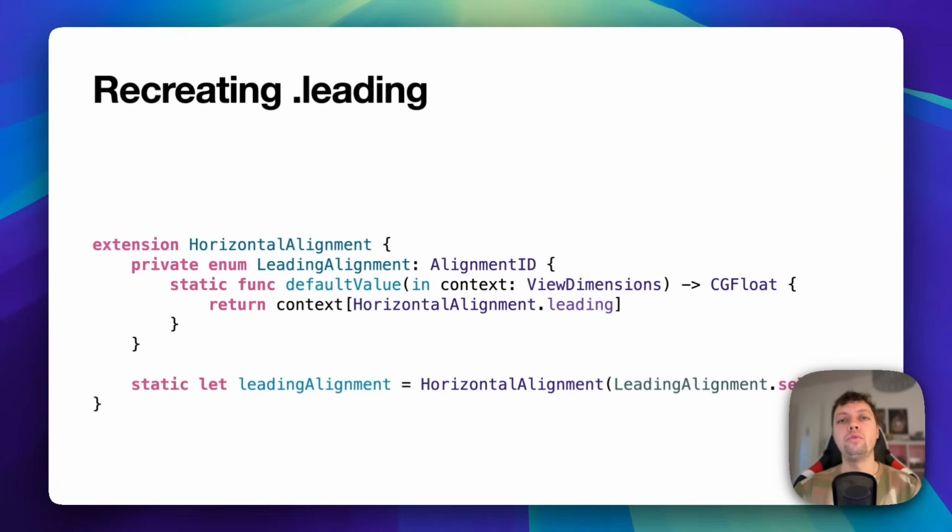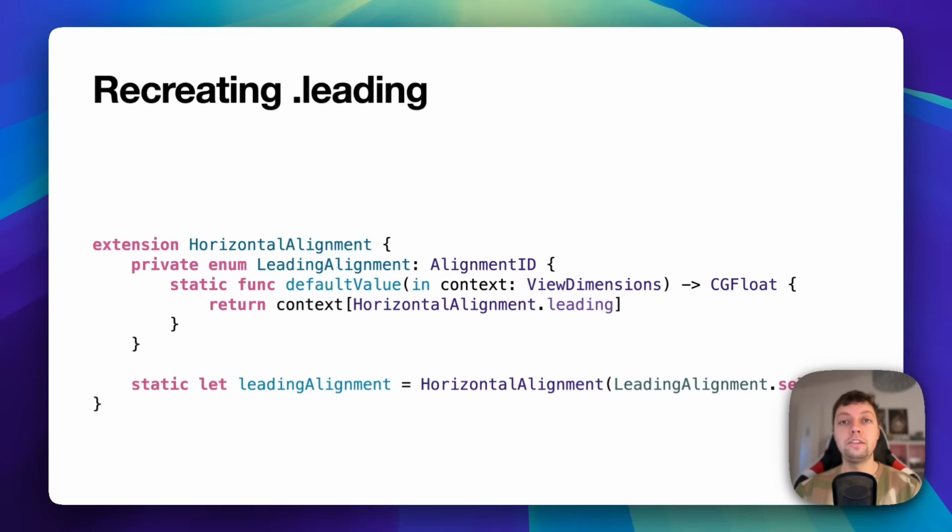So let's get started by recreating the HorizontalAlignment.leading implementation. You always get started by creating an extension on HorizontalAlignment or VerticalAlignment, depending on what you want to accomplish. And then you create an alignment ID, which is just an enum. In my case, I called it LeadingAlignment because that's what we want to recreate. And then there's always just this one function that you have to implement, and it's called defaultValue(in context:). The context is once again the view dimensions that we already know from the alignment guide. And this is supposed to return a CGFloat. Now, if we want to recreate the leading alignment, we'll just return context[HorizontalAlignment.leading].